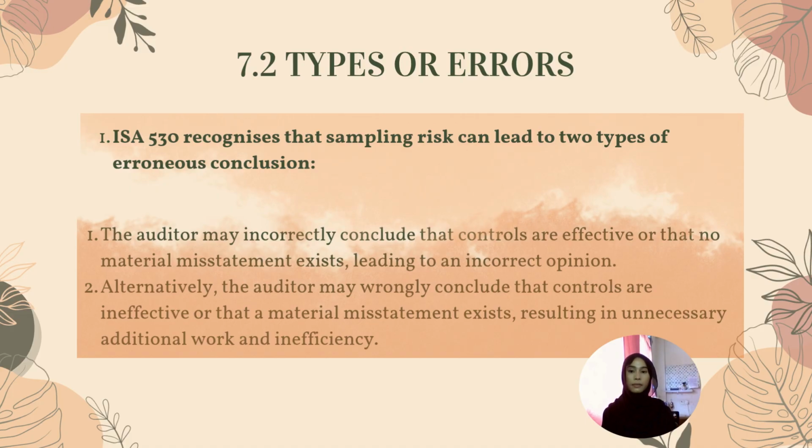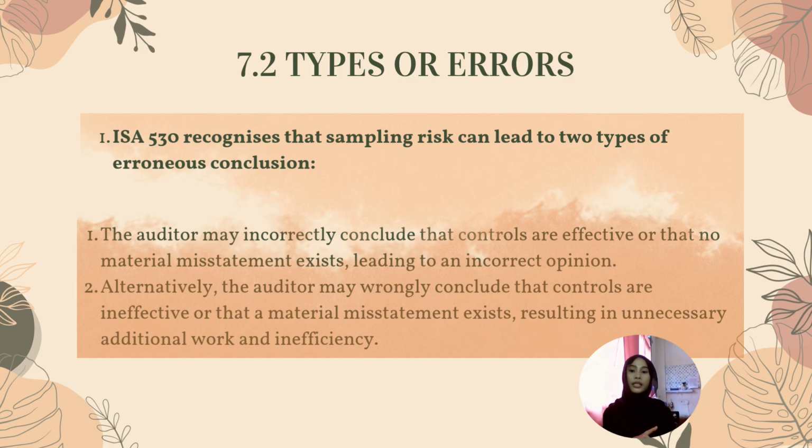So now I will explain types of error. According to International Standards on Auditing, or ISA 530, sampling risk may result in two types of incorrect conclusions. First, the auditor may conclude that internal controls are effective or that no material misstatement exists, when in fact a misstatement is present. This may lead to an inappropriate audit opinion.